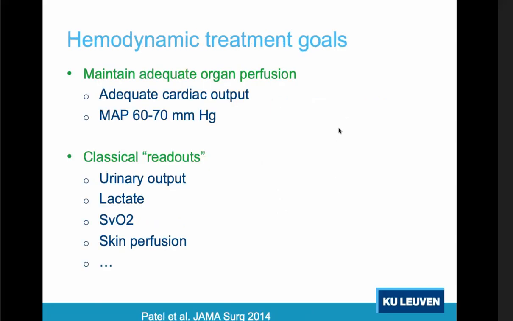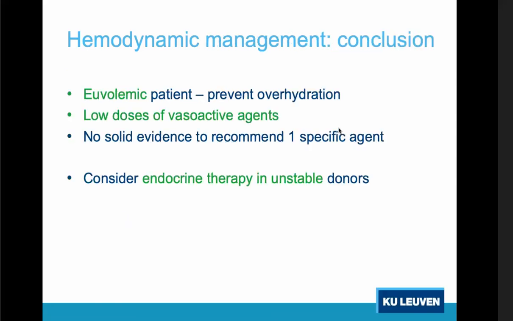So the hemodynamic treatment goals do not really differ from the treatment goals in the general ICU patient. It is important to maintain an adequate organ perfusion, which can be achieved through maintaining an adequate cardiac output with a minimum mean arterial pressure of 60 millimeters of mercury. And the adequacy of organ perfusion can be ascertained with the classical readouts that are also used in other patients. So the conclusion of the hemodynamic management is that we should certainly prevent overhydration and aim at a euvolemic patient. We should aim at low doses of vasoactive agents, but there's no solid evidence to recommend one specific agent. And as already told several times, one should consider endocrine treatment in unstable donors.